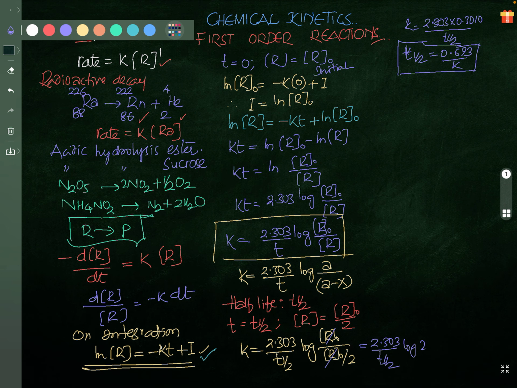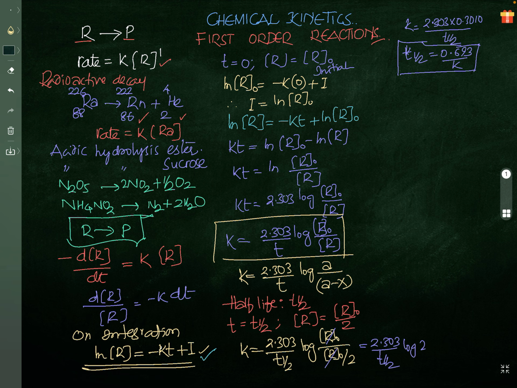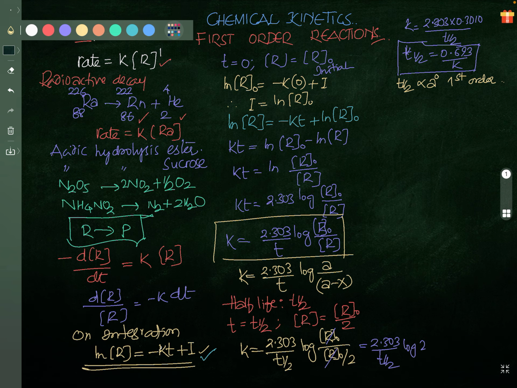Is there any a term? Is there any initial concentration term? The R0 term, the initial concentration term, is not there. That means t half is proportional to a to the power 0 for first order. When we discussed zero order, we said t half is proportional to a. First order is a to the power 0. Very interesting point.